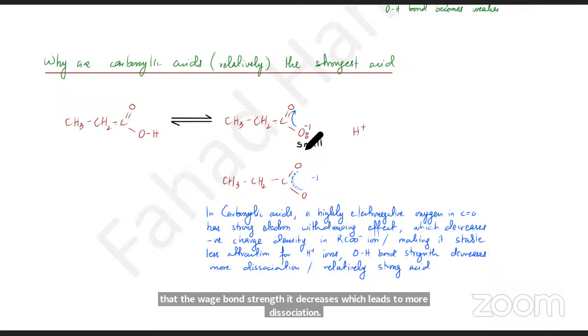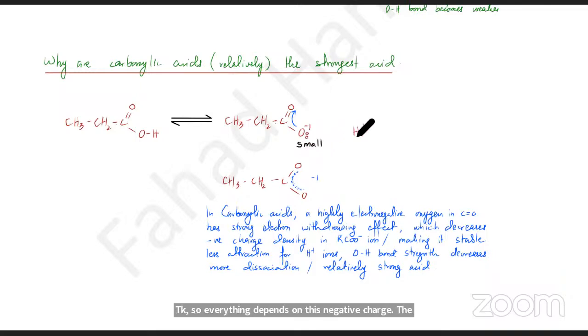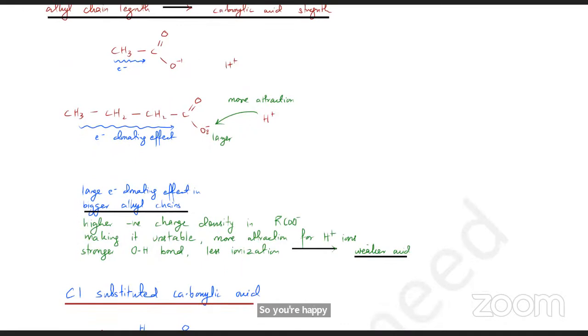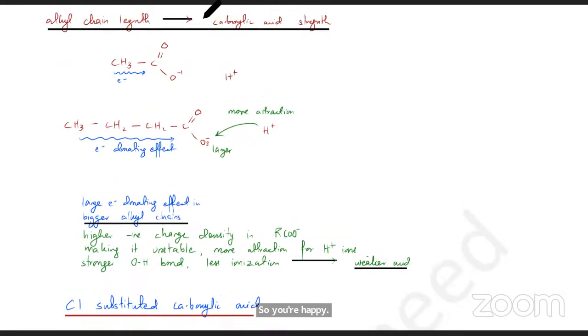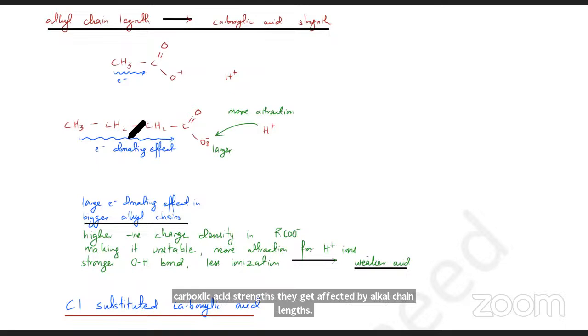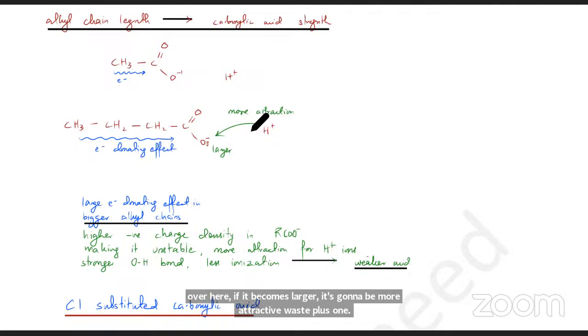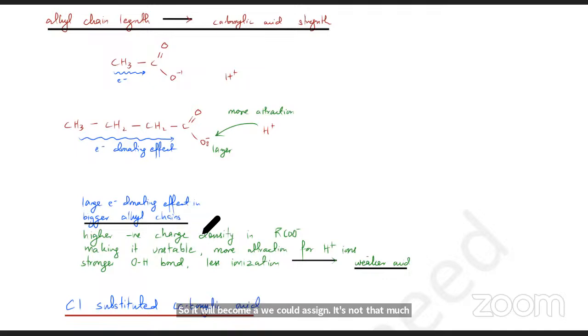The smaller it is, the less attraction for H+1, and the greater the ionization for H+1. So here, first thing, carboxylic acid strengths get affected by alkyl chain lengths. Alkyl chains are electron donating. If you've got two carboxylic acids, one has a bigger alkyl chain, it's electron donating. So what that does is it increases the negative charge density over here. If it becomes larger, it's going to be more attracted to H+1, so it will become a weaker acid. It's not going to ionize that much. So a large electron donating effect, bigger alkyl chains, would result in a weaker acid.